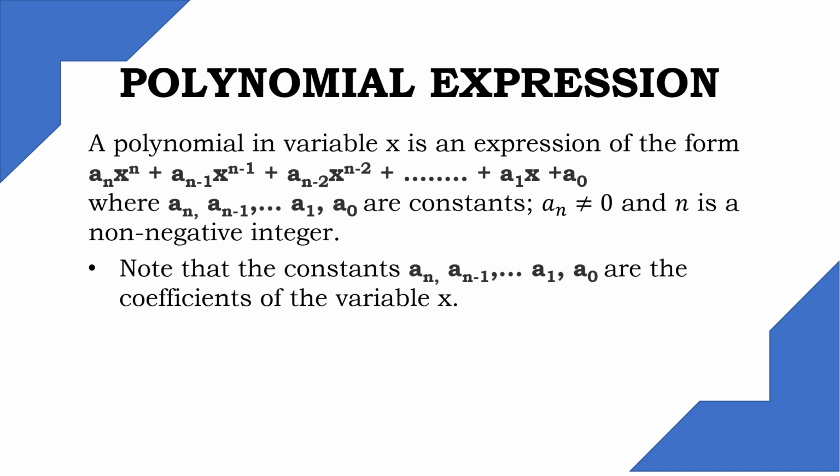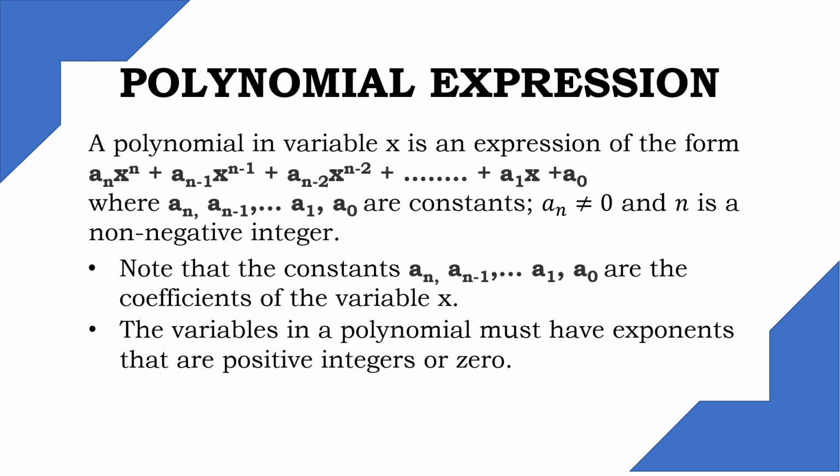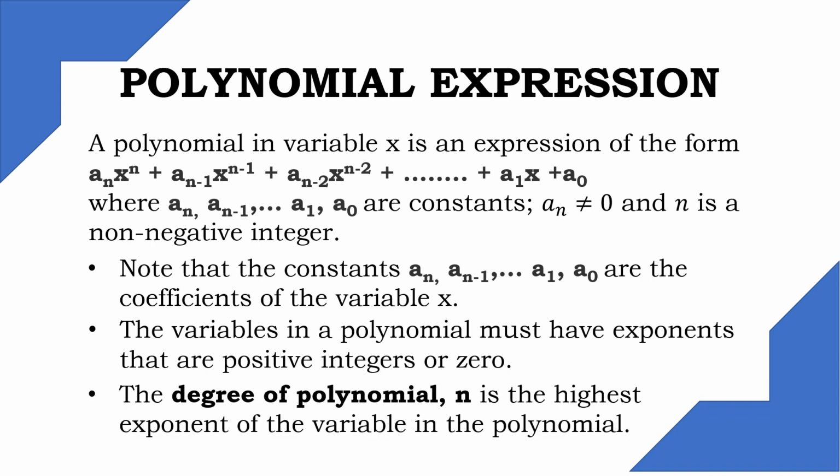Note that the constants a sub n minus 1, up to a sub 1, a sub 0 are the coefficients of the variable x. The variables in a polynomial must have exponents that are positive integers or 0. The degree of the polynomial n is the highest exponent of the variable in the given polynomial.